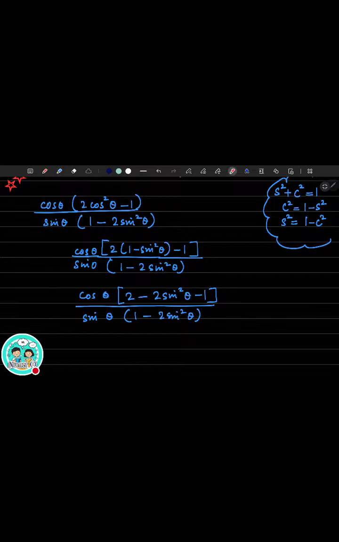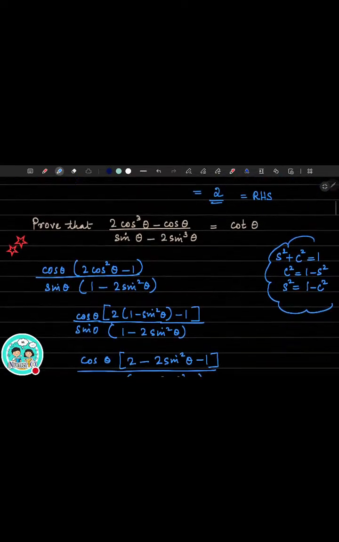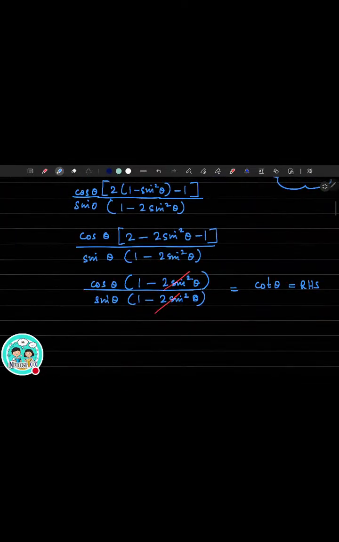Okay, so here you have got 2 minus 1, which is 1. So you have got cos theta multiplied by 1 minus 2 sin square theta, whole divided by sin theta multiplied by 1 minus 2 sin square theta. So this 1 minus 2 sin square theta is common in numerator and denominator, so that gets cancelled. What is cos by sin? It is cot theta. It's equal to our RHS. Hence proved. Okay, so you are getting cos by sin is cot theta.